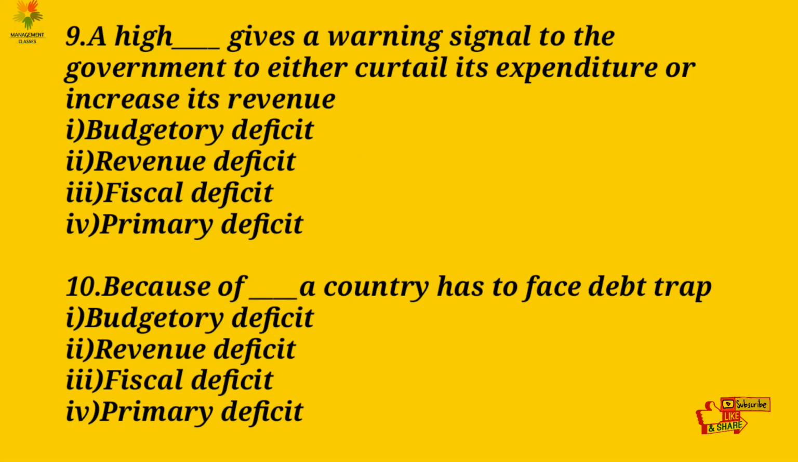Now your next MCQ question is: a high dash gives a warning signal to the government to either curtail its expenditure or increase its revenue. Budgetary deficit, revenue deficit, fiscal deficit, or primary deficit. Answer will be option number 2, revenue deficit. Next is: because of dash a country has to face debt trap. Budgetary deficit, revenue deficit, fiscal, or primary deficit. Answer will be option number 3, fiscal deficit.